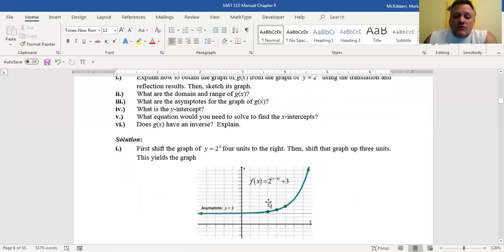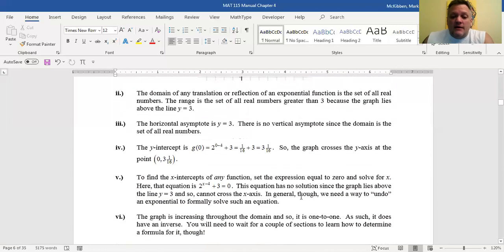Or you could argue from our graph that since we moved 2 to the x up 3 units, and it never goes below its asymptote of y equals 3, it never can actually cross the x-axis, right? So that's probably a more pragmatic way of doing that.